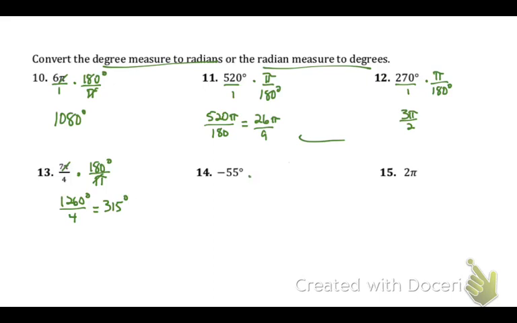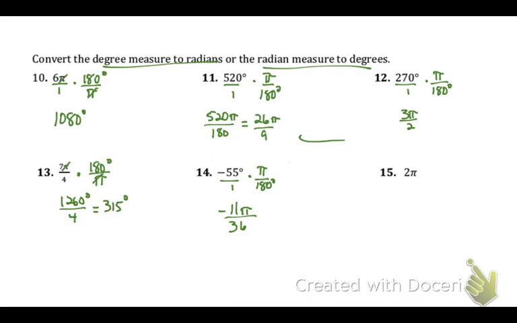Now number 14, we're going to convert that to radian. So we take it times pi over 180. We'll get 55 pi over 180 degrees and then just reduce that fraction. And it will be negative 11 pi over 36.